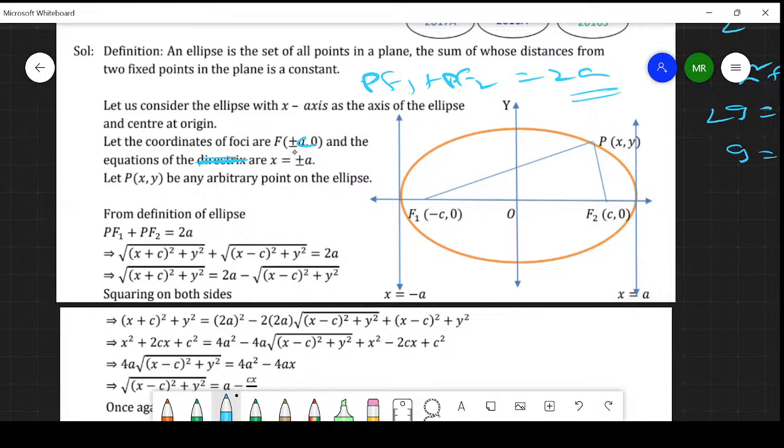Let the coordinates of the foci be plus or minus c comma 0, and the equations of the tangents at the vertices, A and A dash, combined, are x equal to plus or minus a. Now the directrix you can write here. You can delete this one and write only this.